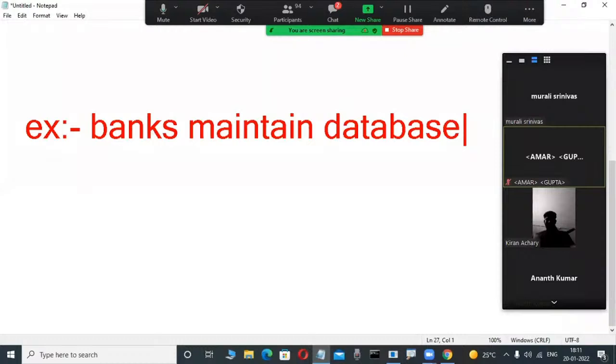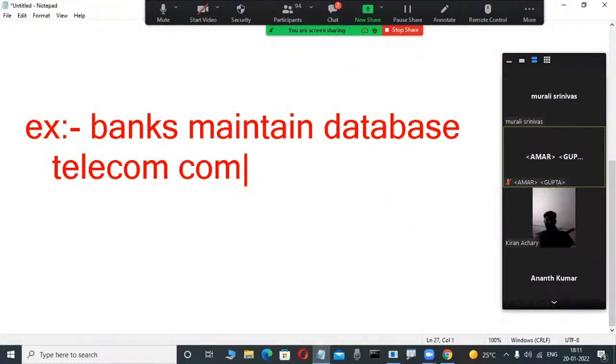That's why banks maintain databases. Banks, everyone understands. Suppose telecom companies, so many examples are there, I'm just telling roughly for easy understanding. Telecom companies maintain databases. Suppose you make a call to your friend. Those call details will be stored in a database.